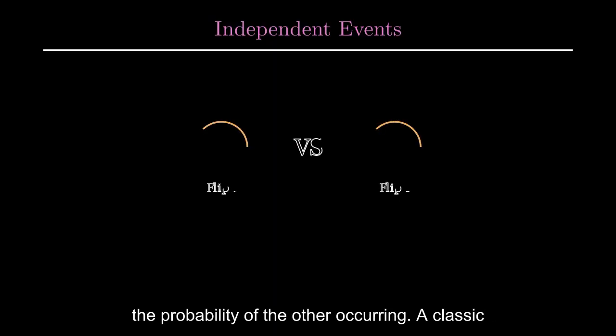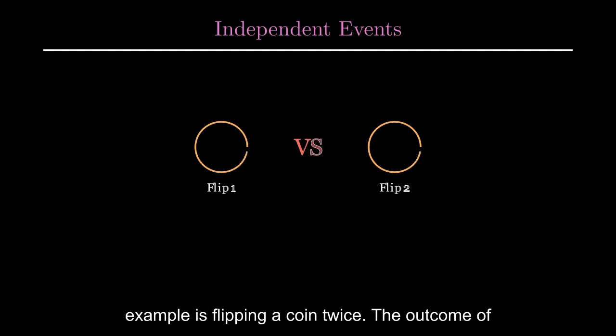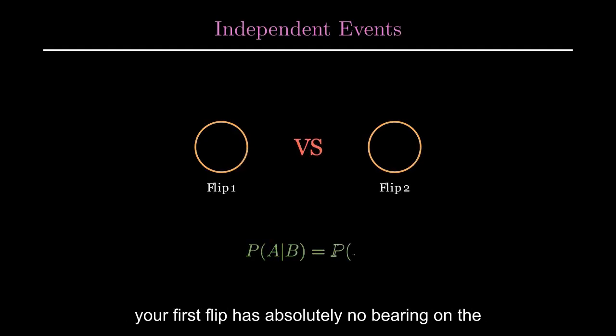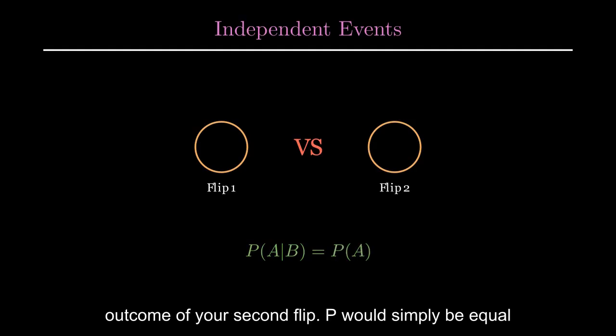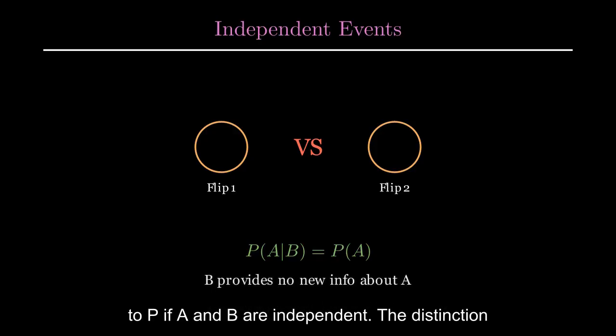Contrast this with independent events. Two events are independent if the occurrence of one does not affect the probability of the other occurring. A classic example is flipping a coin twice. The outcome of your first flip has absolutely no bearing on the outcome of your second flip. P(A|B) would simply be equal to P(A) if A and B are independent.